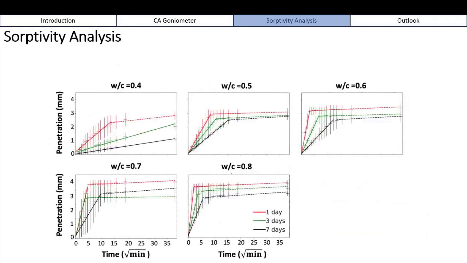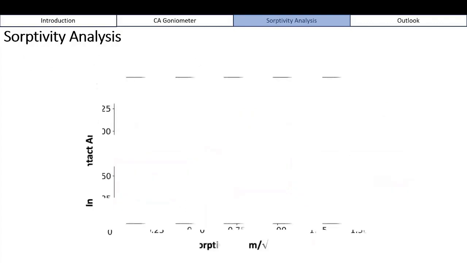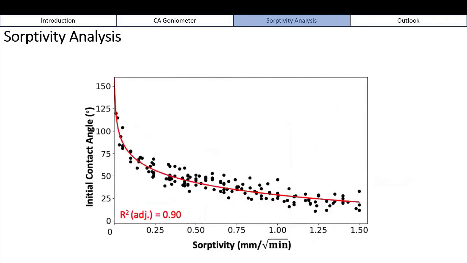So I analyzed different systems, like different paste samples initially. These are different systems with different water cement ratios and cured for different times, 1 to 7 days of curing. And I noticed that if I plot the initial contact angle of droplets against the sorptivity for 63 different cement paste samples, we get a nonlinear correlation. That means if the matrix is dense, it doesn't allow water to get in, so the contact angle will be larger.